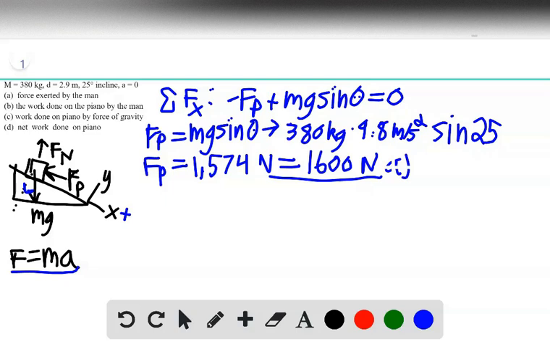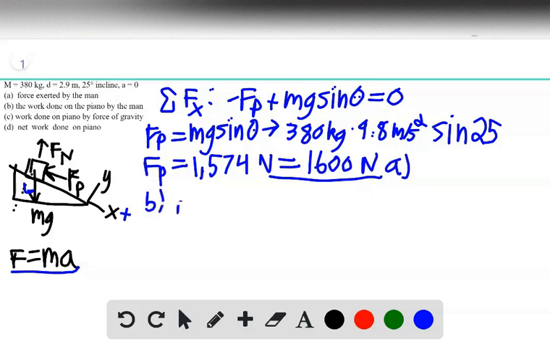Part B asks us to find the work done on the piano by the man. So we have the force. We know that work equals force times distance. All we need now is the distance. And we know it slips down 2.9 meters, so we have that distance. But what we need to notice here is that the man is pushing up and the direction of motion is down the incline. So this work is going to be negative because he's pushing in the opposite direction of motion.